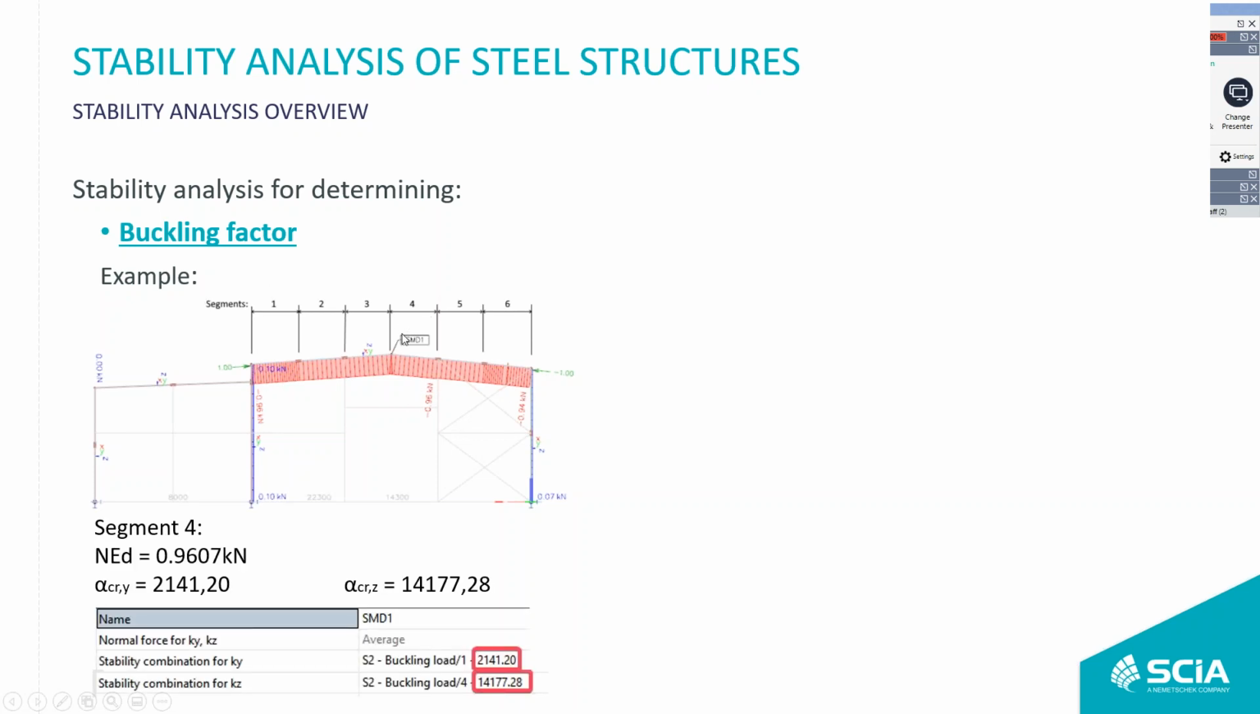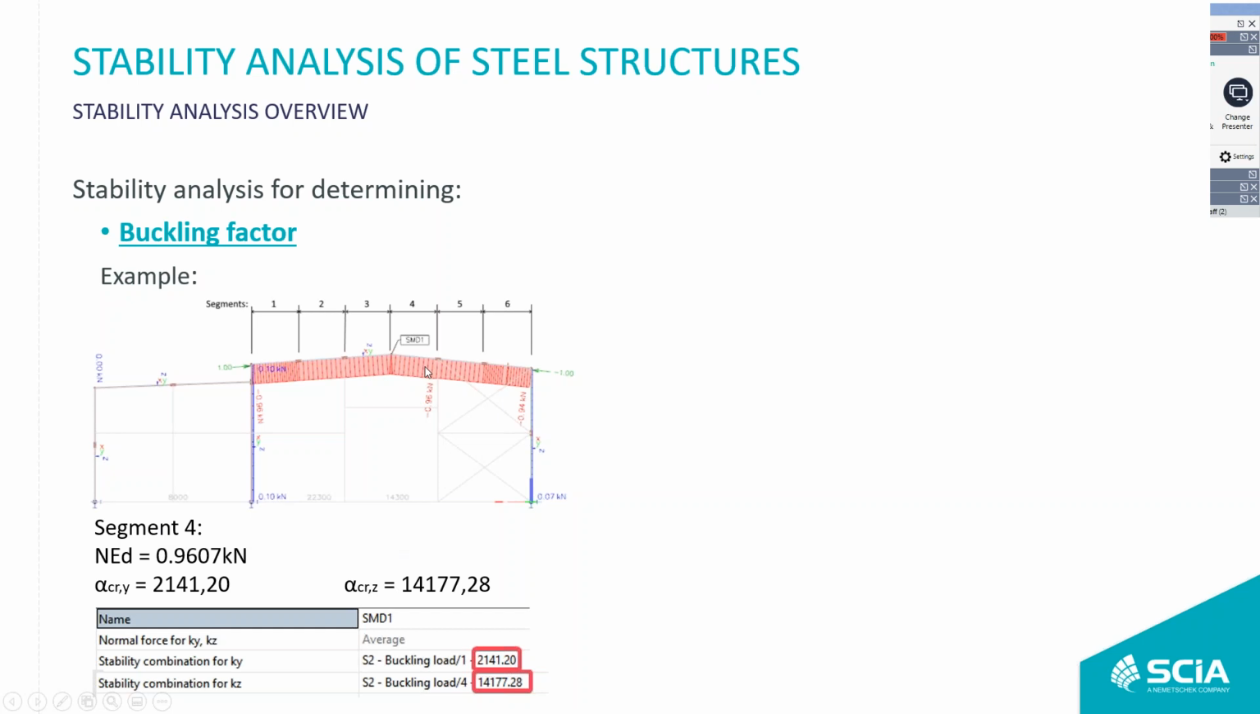I will only consider segment 4, which is this part right here. In the other directions, there are also members on these positions. So segment 4 has a normal force of 0.9607 kilonewtons. The alpha critical, which leads to flexural buckling around the strong axis, is 2,141.